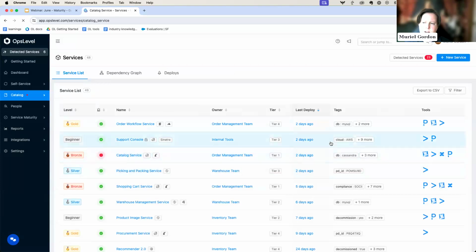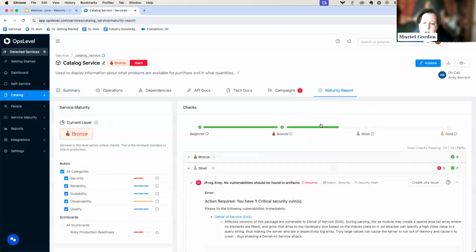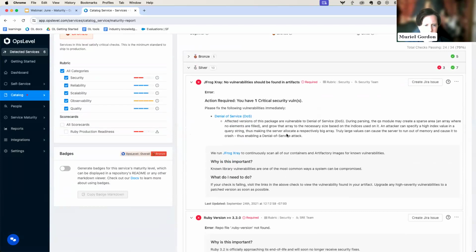Things like that JFrog check that I mentioned before, this is all done automatically. So you set the check up and you say, I'm going to be expecting information from JFrog, and I want to look for critical vulnerabilities. Once you finish that setup, JFrog can just send you information, and it's going to run through that automatically and give you the thumbs up or thumbs down. Is it passed or not?